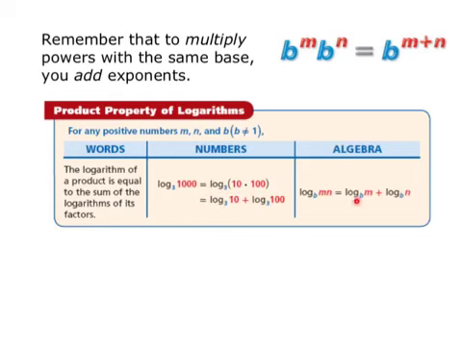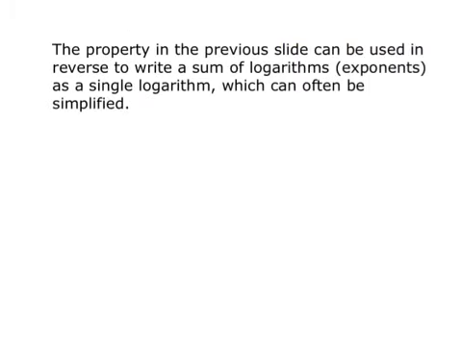Here's an example with algebra. Log base b of mn is the same as log base b of m plus log base b of n. It's useful to simplify logarithms. Okay, the property in the previous slide can be used in reverse to write a sum of logarithms, which are exponents, as a single logarithm, which can also be simplified. And we're going to do this in the next example.